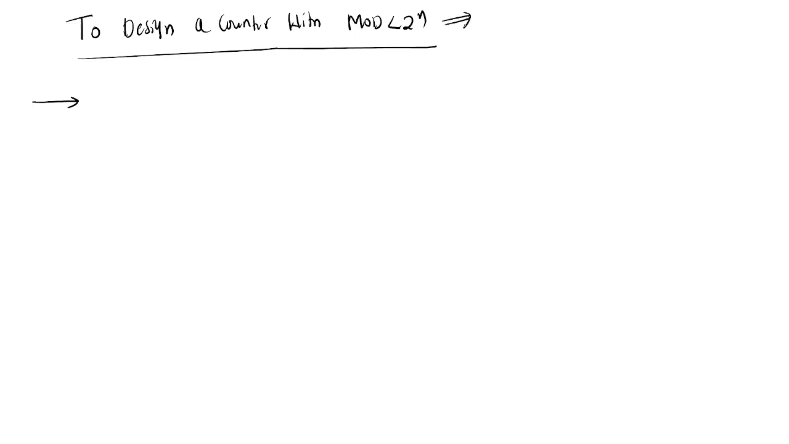a counter with mod less than 2 power n. Okay, there are some steps. We already discussed some asynchronous inputs. What are the asynchronous inputs? Preset and clear. Okay. So here I am using these asynchronous inputs, forcing the counter to reset.